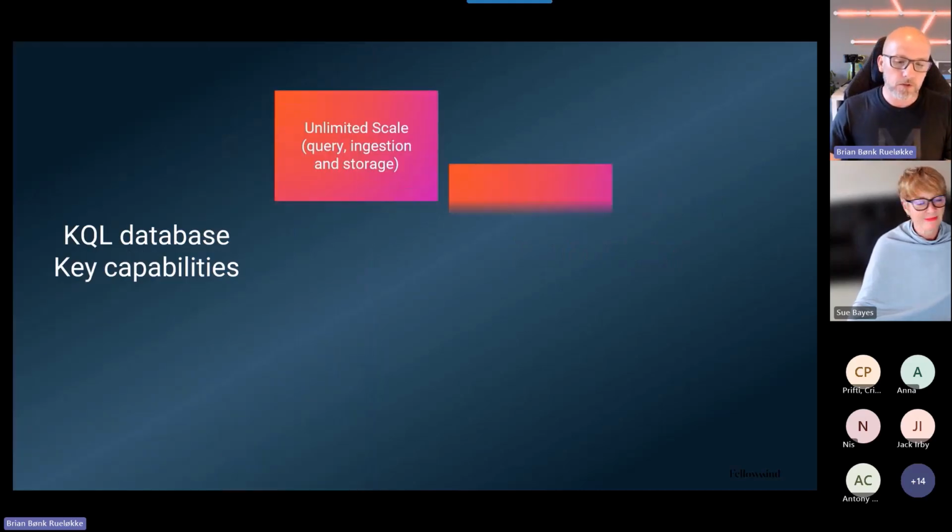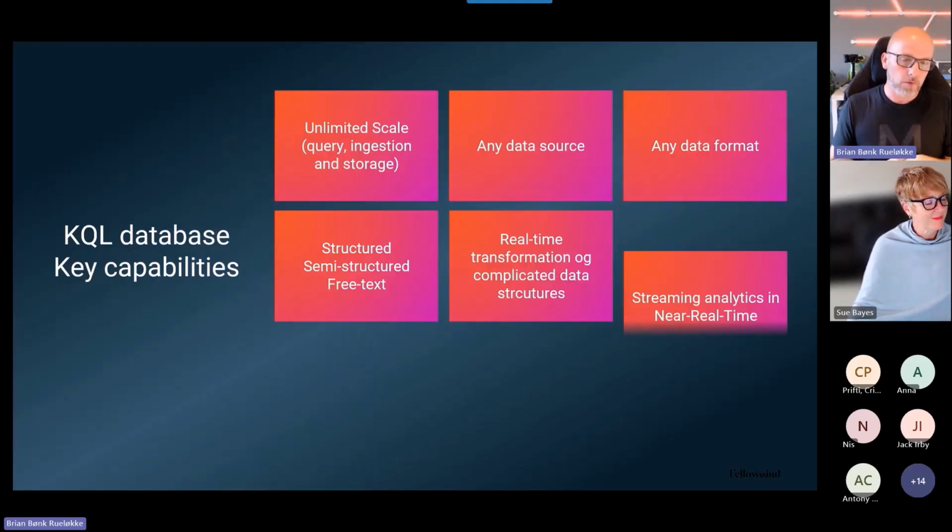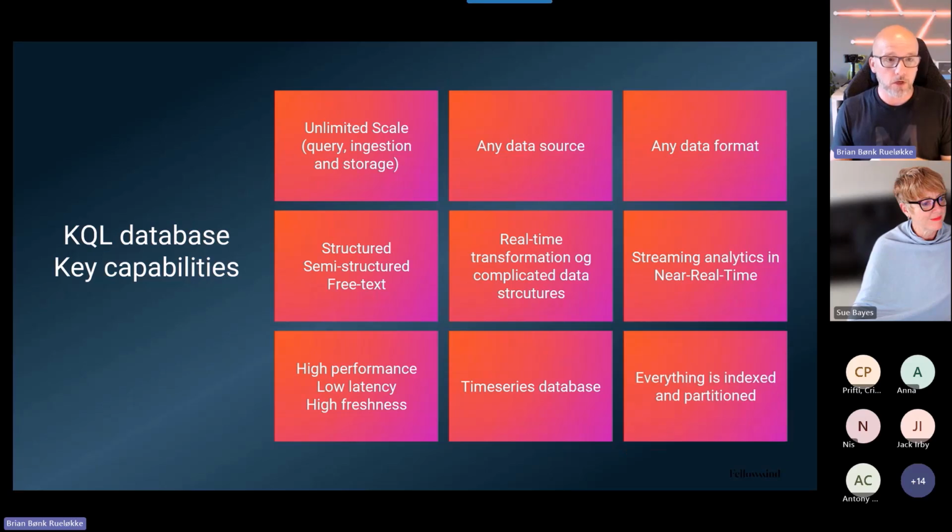Kusto has some capabilities. I won't go through all of them. You can get it from the slides when you get it from GitHub. But whatever data set you have, you can stream to it. Structured, semi-structured, unstructured, free text, whatever data set you have, the Kusto engine can absorb it. You can do near real-time streaming data, as I just talked about with the windmill.